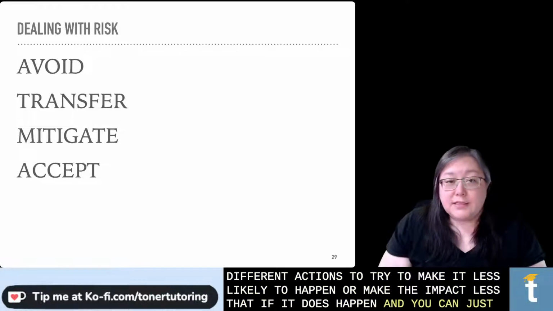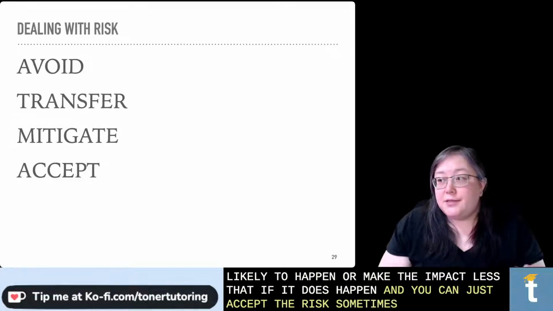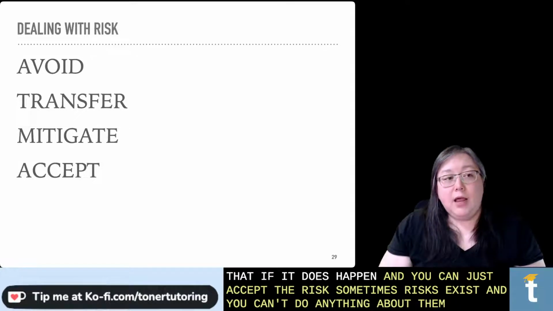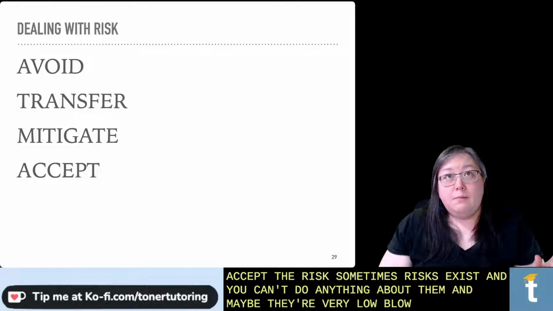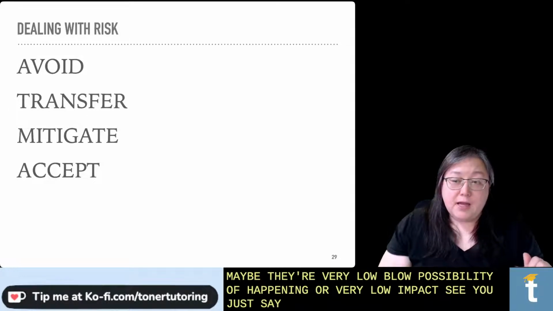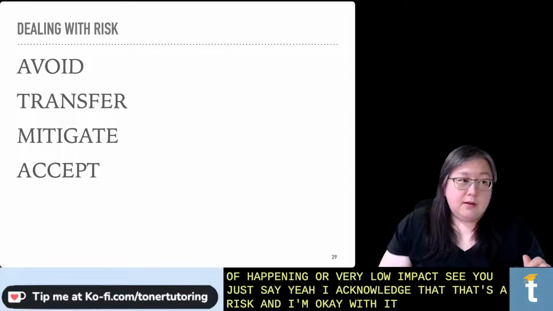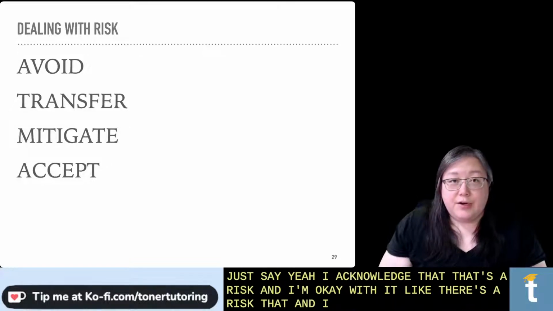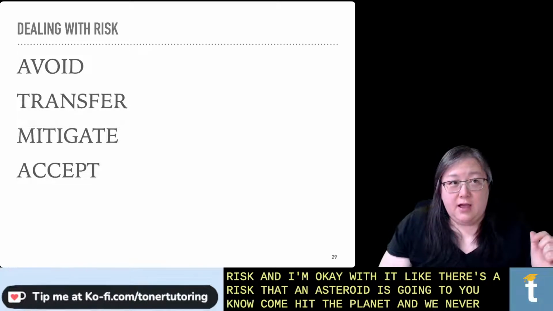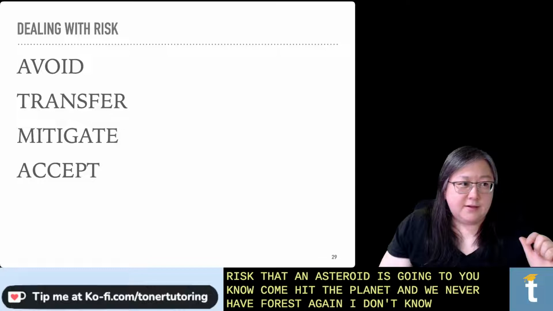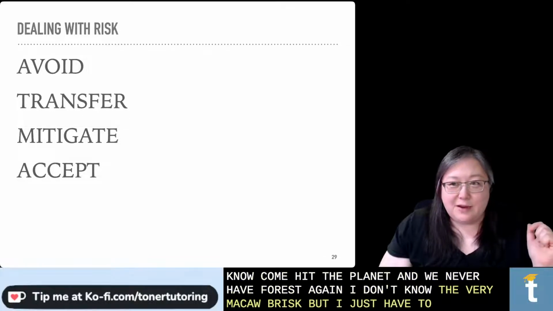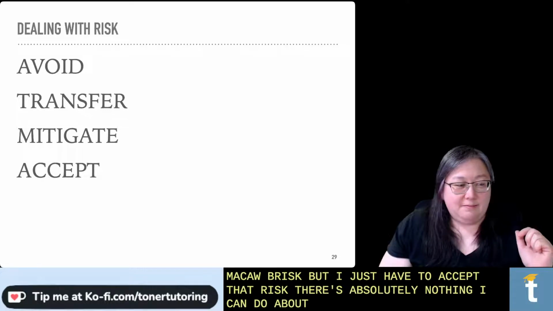And you can just accept a risk. Sometimes risks exist and you can't do anything about them. And maybe they're very low possibility of happening or very low impact. So you just say, yeah, I acknowledge that that's a risk and I'm okay with it. Like there's a risk that an asteroid is going to come hit the planet and we never have forests again. It's a very macabre risk, but I just have to accept that risk. There's absolutely nothing I can do about that.